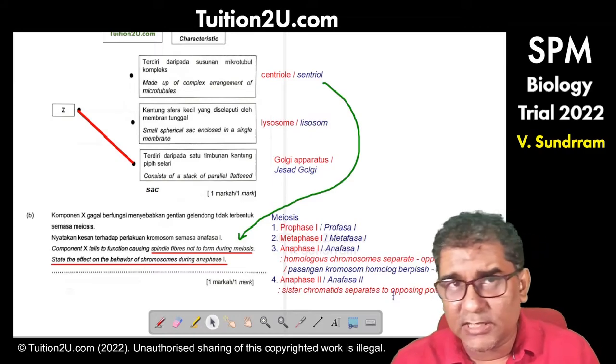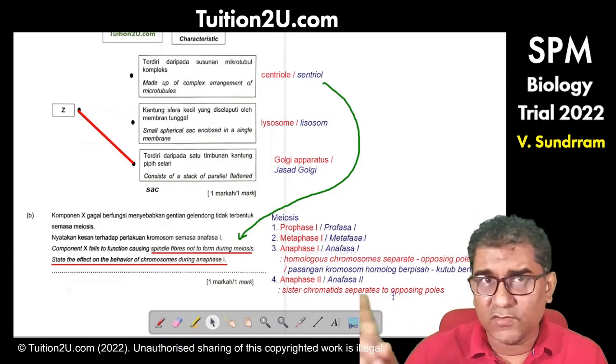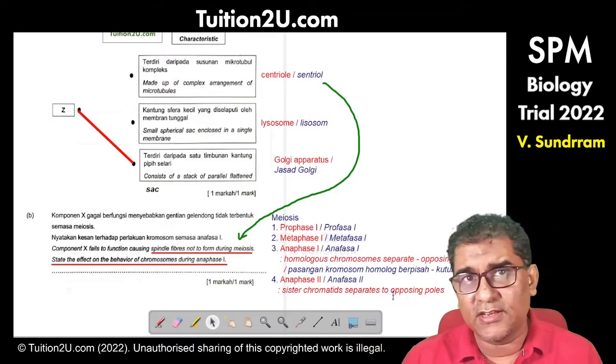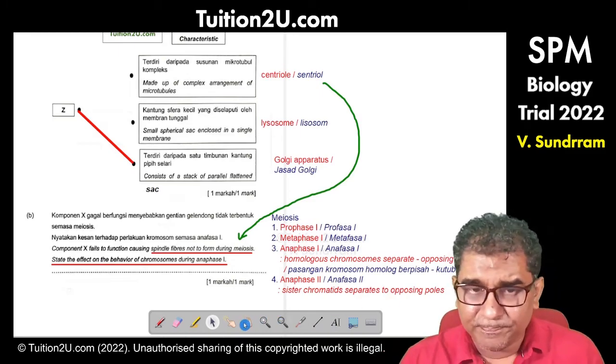If you already did Sekolah Berasrama Penuh, no excuse. This is the same answer. The answer I gave you in Sekolah Berasrama Penuh, we are using it again here. So this is a bonus question. This is 1 mark.